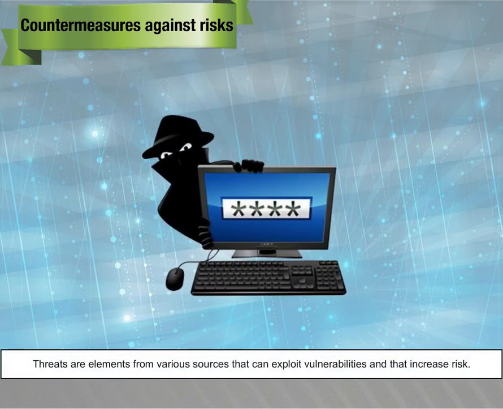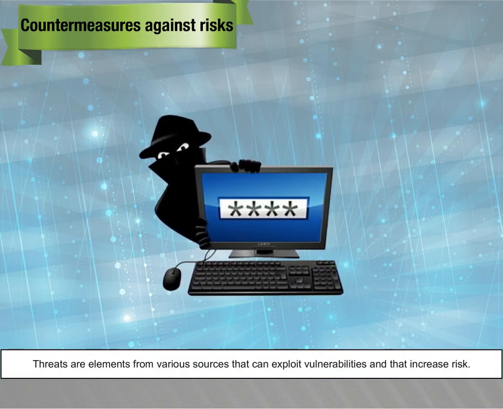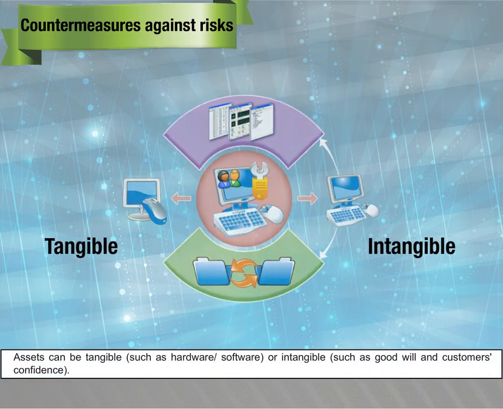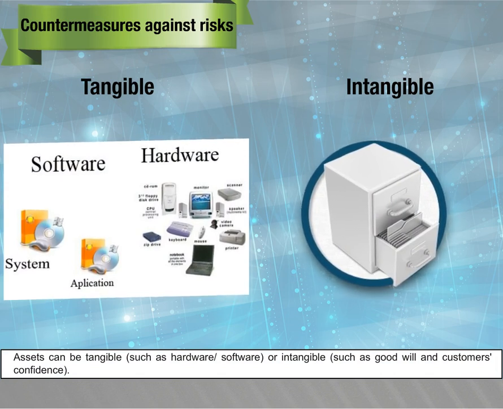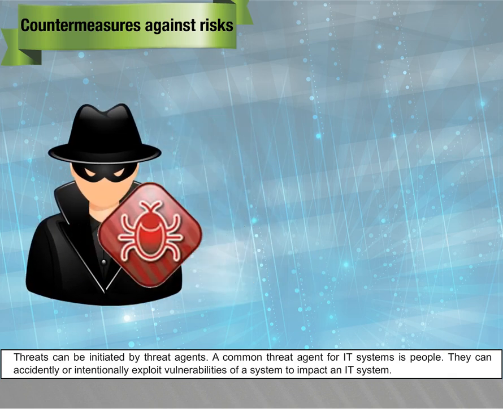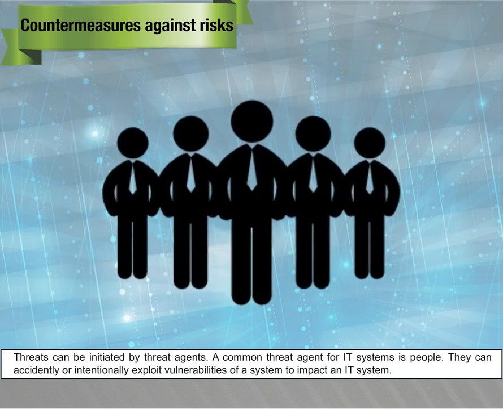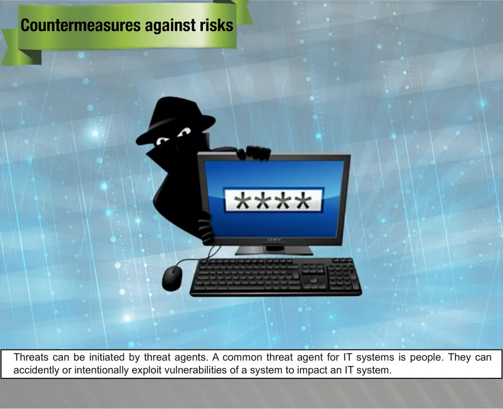Threats are elements from various sources that can exploit vulnerabilities and that increase risk. Assets can be tangible, such as hardware or software, or intangible, such as goodwill and customers' confidence. Threats can be initiated by threat agents. A common threat agent for IT systems is people. They can accidentally or intentionally exploit vulnerabilities of a system to impact an IT system.